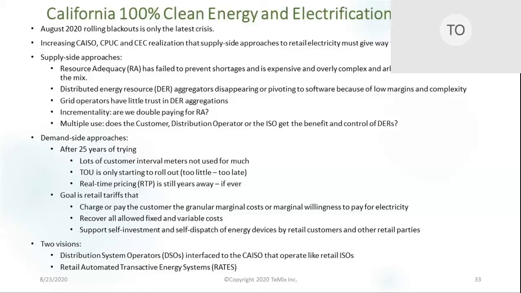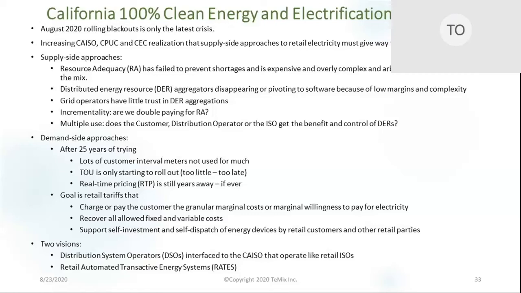So the demand side approach seems pretty attractive, again focused on demand side resources such as behind the meter storage, et cetera. And after 25 years of trying, what do we have here in California? Lots of interval meters, but we don't use them for much. Time of use rates are only just starting to roll out now. I think you can say that because of their block structure and inflexibility, they're too little too late, especially to deal with things like what went on last week and the rolling blackouts. Real-time pricing is viewed as a solution, but it's still years away, if ever, just because of the politics of it.